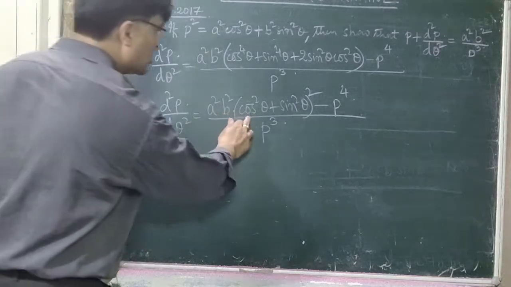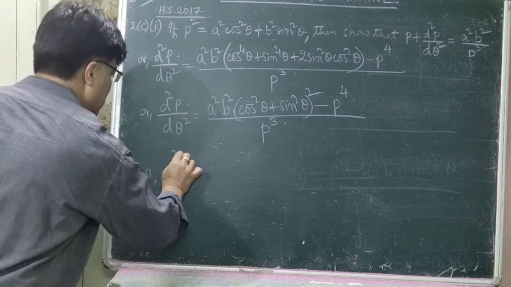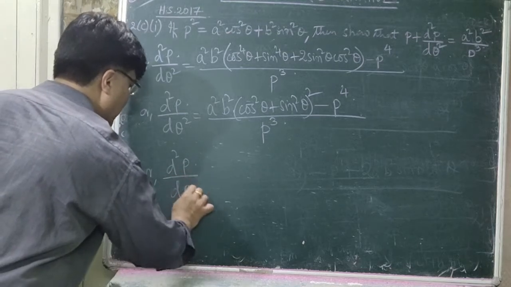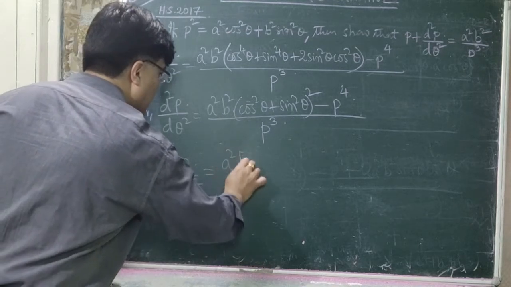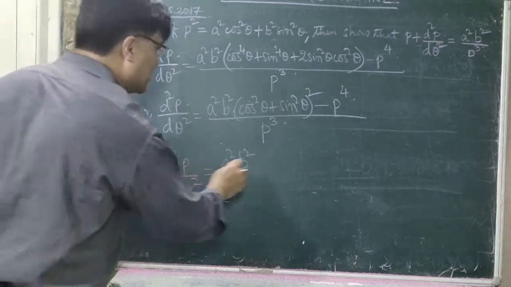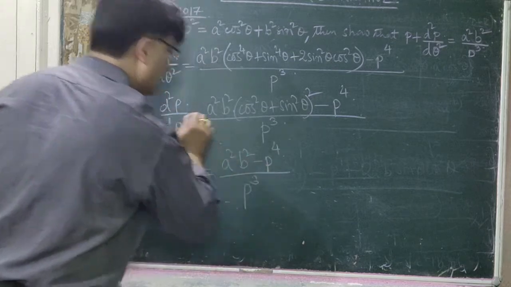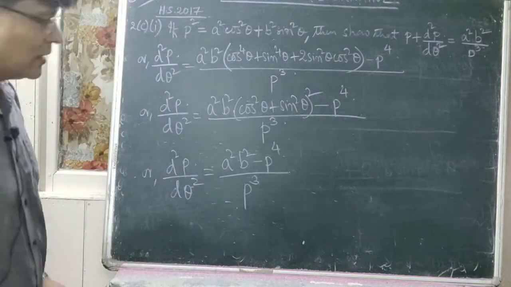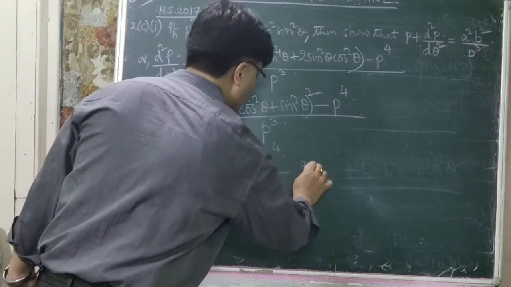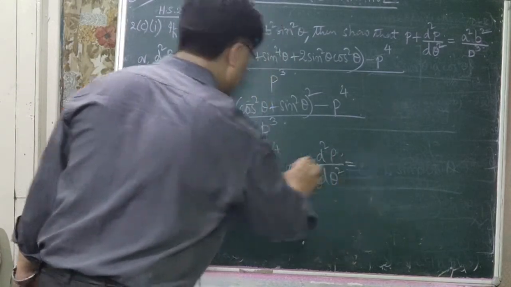Right? So what is cos square theta plus sin square theta? That is always 1. So this is your d2p by d theta square will be equal to a square b square, and since this is 1 whole square, that is 1, you don't have to write it, then minus p to the power 4 divided by p cube. Understood? Now you can split the term here.